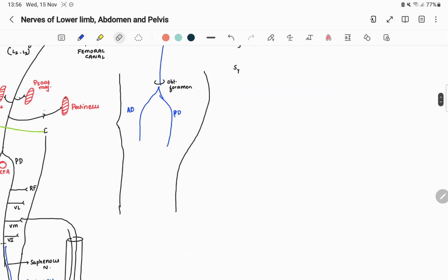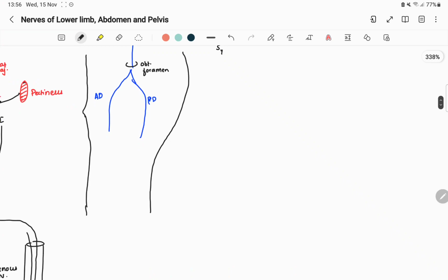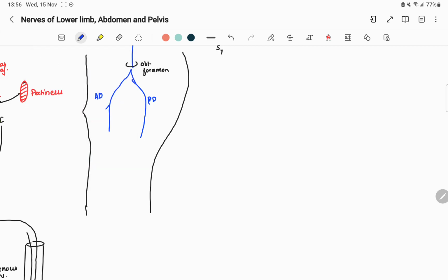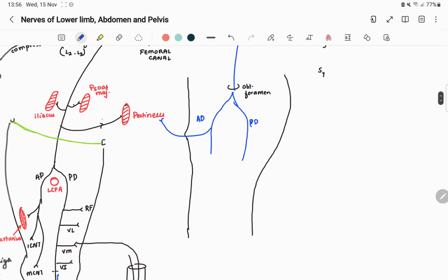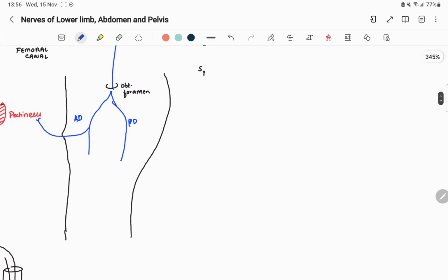So the anterior division, first of all, will give a branch to your pectineus. Pectineus is a hybrid muscle because it is supplied by the femoral nerve as well as the anterior division of the obturator nerve. Then it gives a branch to your adductor longus.